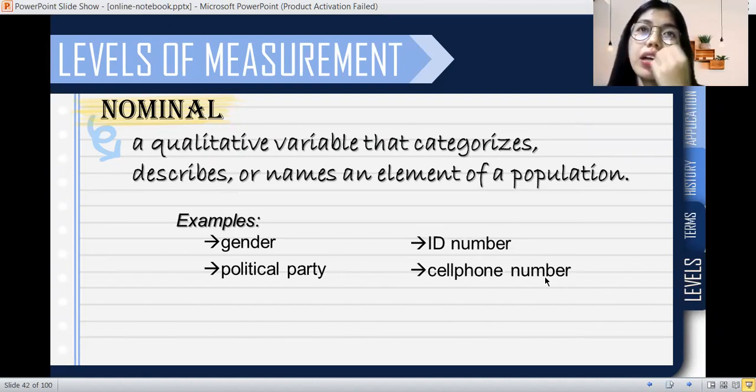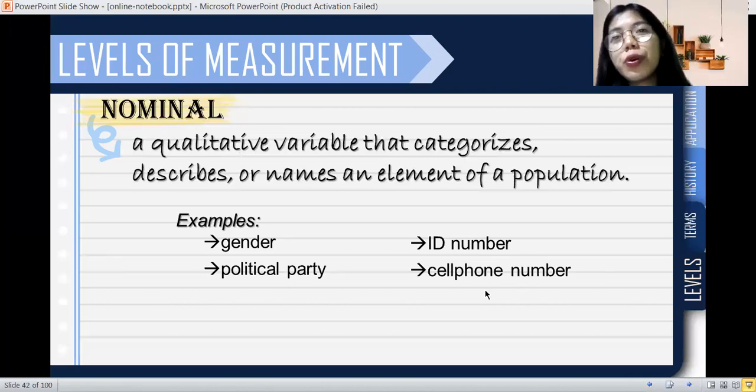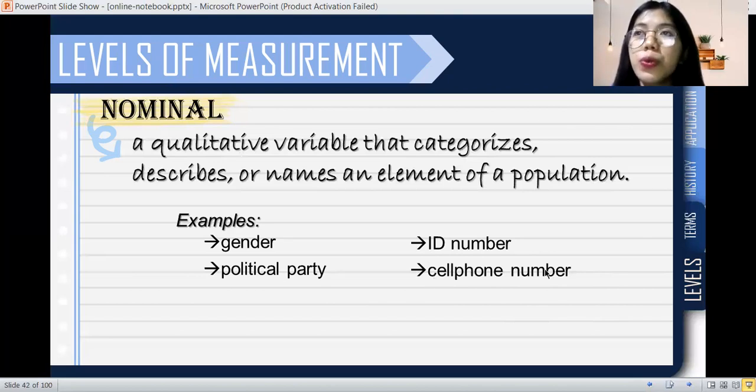So, ayun. Meron tayo ditong example na ID number and cell phone number. Ma'am, bakit yung sabi natin kanina, it is a qualitative variable, pero bakit may number dito? So, ang gamit po ng mga numbers na to is only to categorize, is only to describe and to name a certain person maybe or something like that. So, yun po yung nominal natin. Yung numbers po dito ay wala po siyang value. Instead, ginagamit lang siya to categorize, just like what I've said.